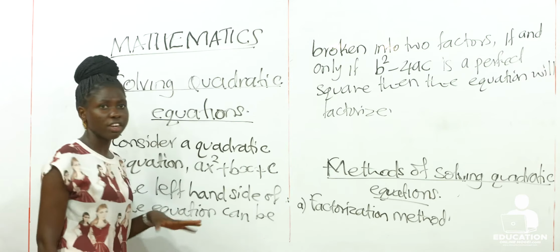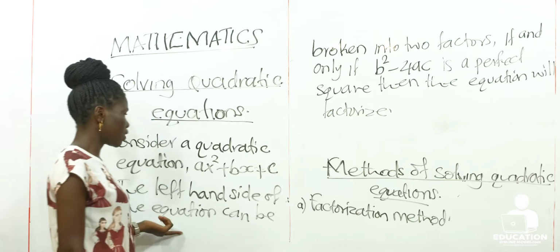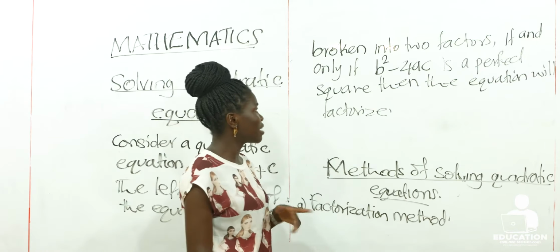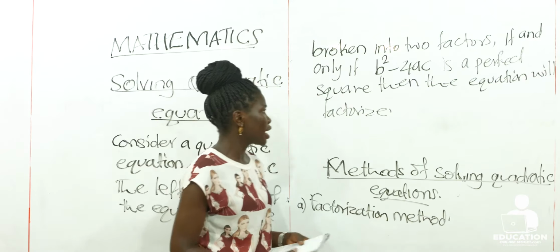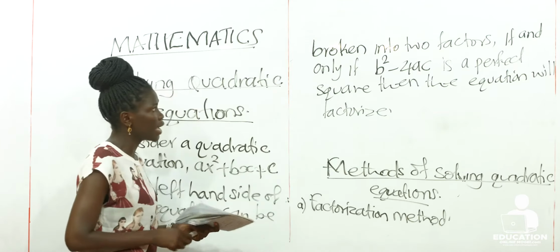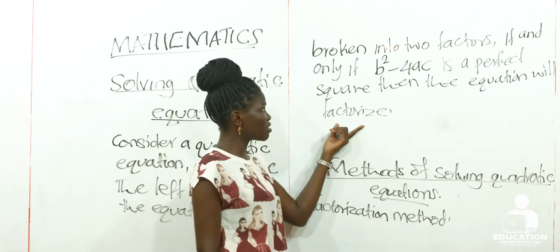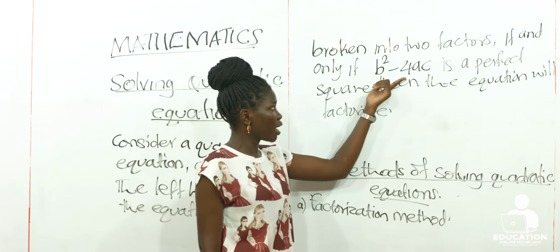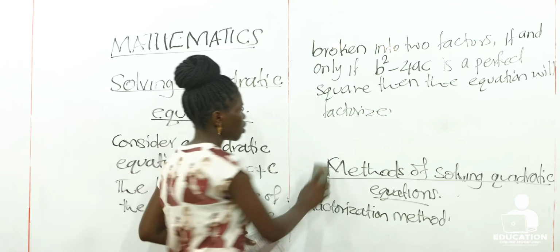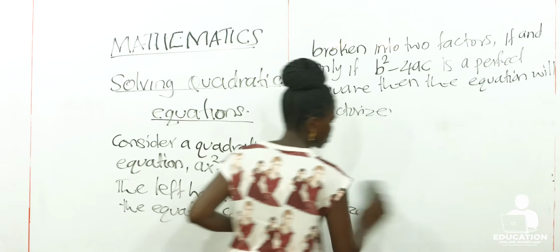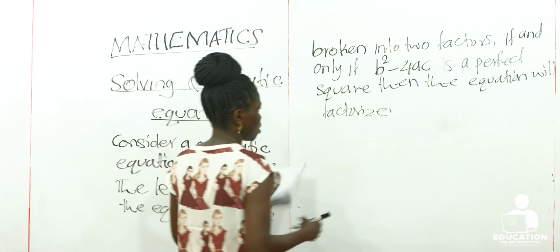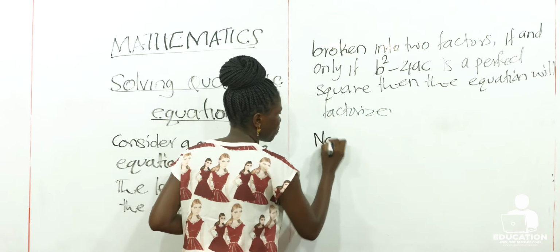So this is it for the factorization method. We said the left hand side of the equation can be broken into two factors if and only if b squared minus 4ac is a perfect square, then the equation will factorize. So let us try to understand through examples why it is conditioned that for a quadratic to be factorized easily using this method, b squared minus 4ac should be a perfect square. We're going to have some examples, but before the examples, let us have a note to help us.